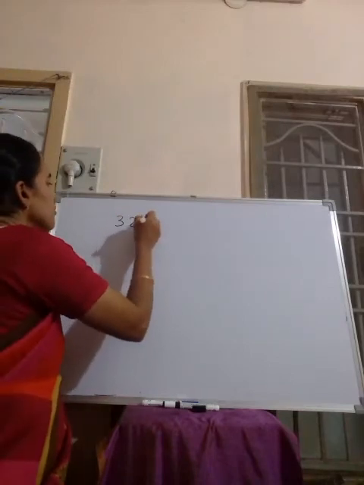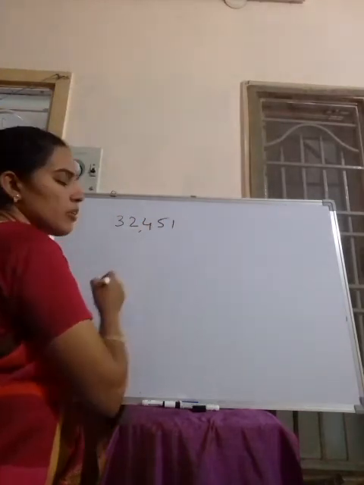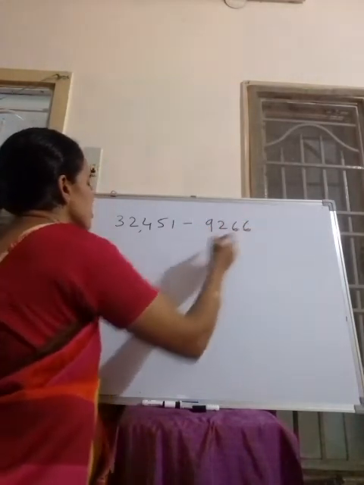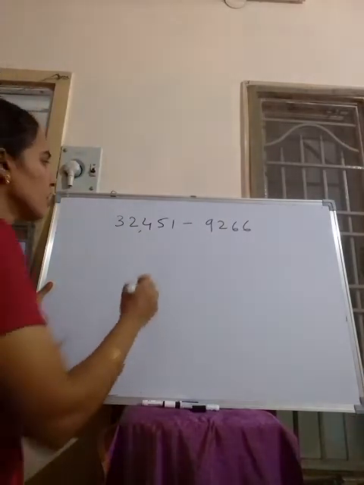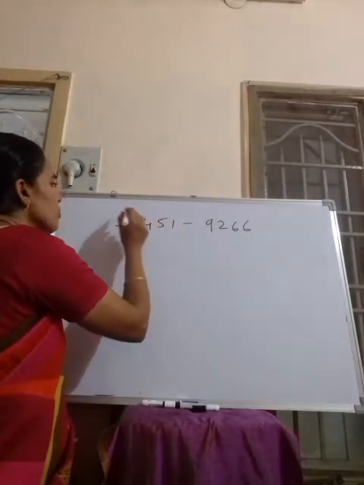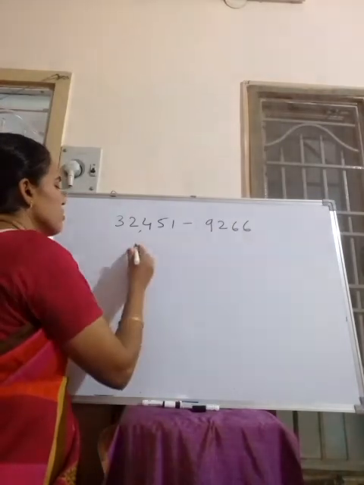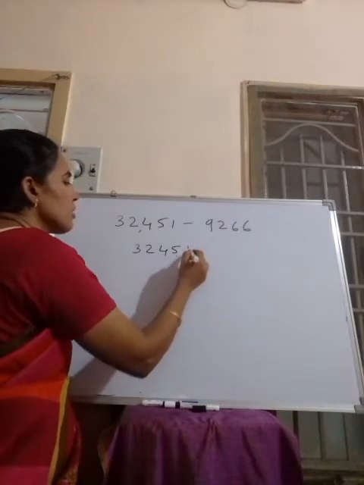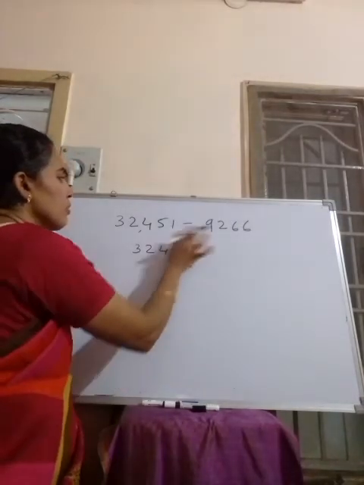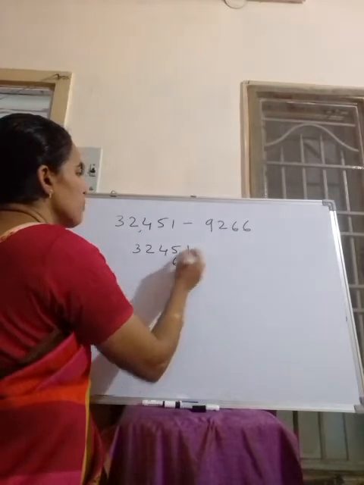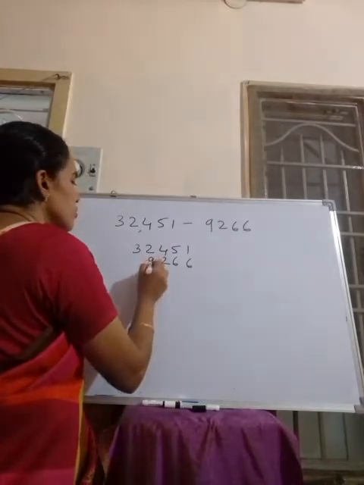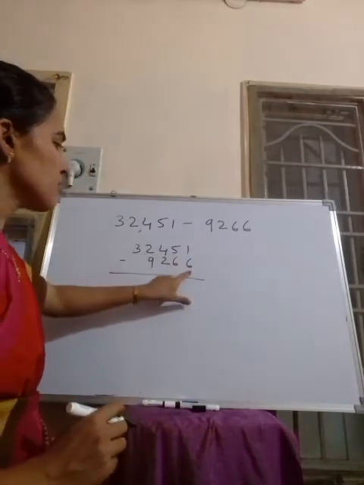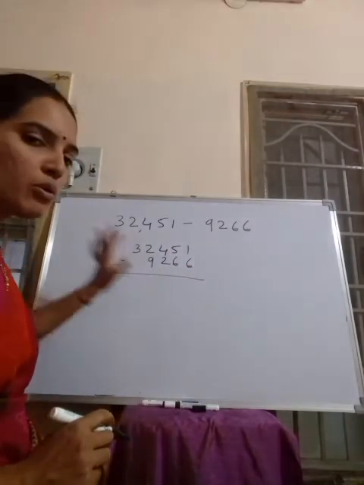For example, suppose I want to subtract 9,266 from 32,451. Now there are ones, tens, hundreds, thousands, ten thousands, here up to ten thousands. Write the numbers one below the other such that the digits in the ones place are below each other: 6 in the ones place, 6 in the tens place, 2 in the hundreds place, 9 in the thousands place. Like this you have to arrange the numbers. The digits in the same places only you have to subtract.